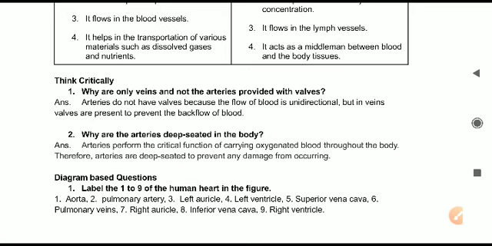Second question: why are the arteries deep seated in the body? The answer is: they have a critical function of carrying the oxygenated blood. That is why they are deeply present in the body. They will not be found in the upper part of your skin. Only veins are the upper ones. The lower ones, deeply present in the body, are the arteries.